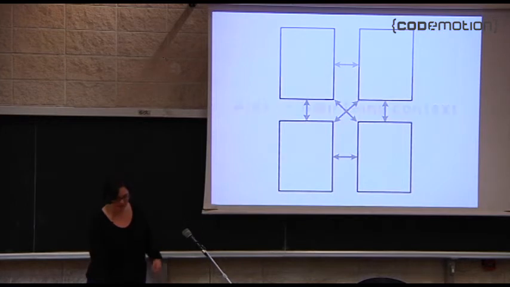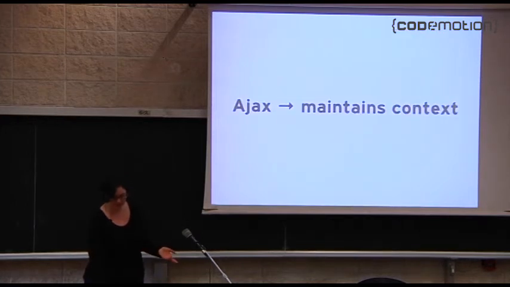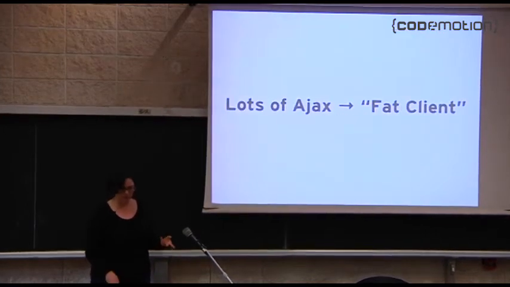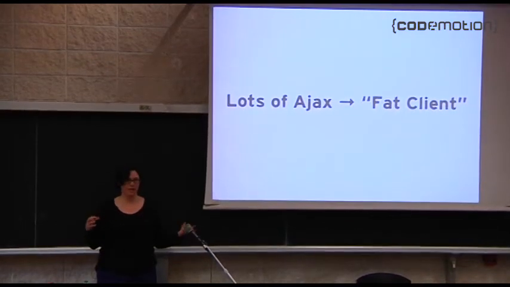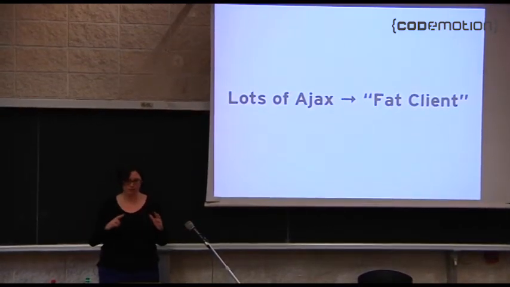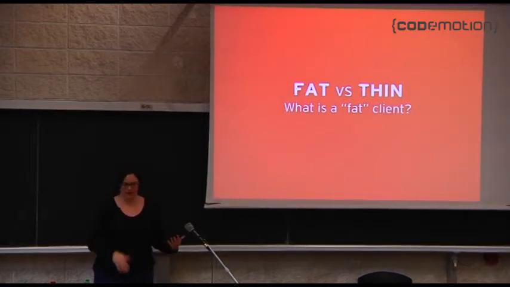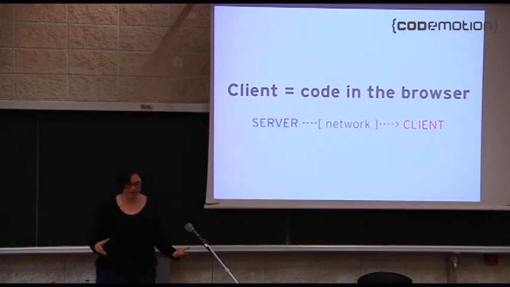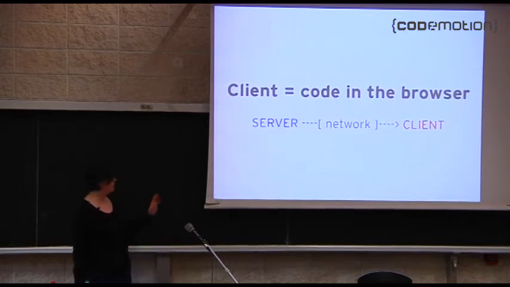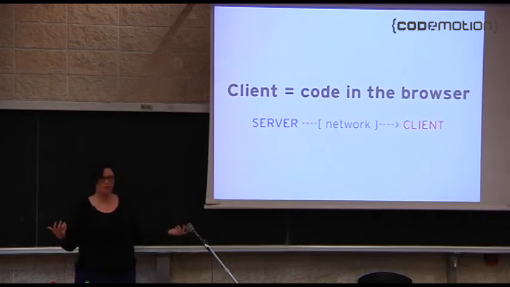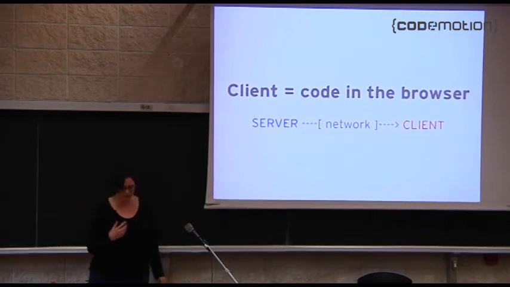So we said that AJAX maintains context, and when you have a lot of AJAX on your page, that's called a fat client. So I'm just going to compare fat client versus thin client. What do we mean by a fat client? A client, just to say, is the code that's in the browser. So the web server's there, it goes across the network, and then all the code that's running in the browser, that's the client in this discussion.